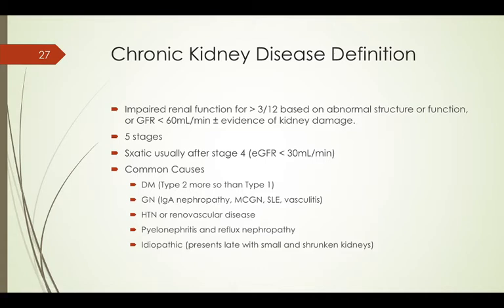So, definition once again. Chronic kidney disease is a very common pathology in the community, and it's defined as an impaired renal function for more than 3 months, and can be based on abnormal structure, function, so anatomy, or a GFR below 60, with or without evidence of kidney damage. There's 5 stages to it, with varying degrees in the GFR. Patients often really only display symptoms after stage 4, so when the GFR is below 30.